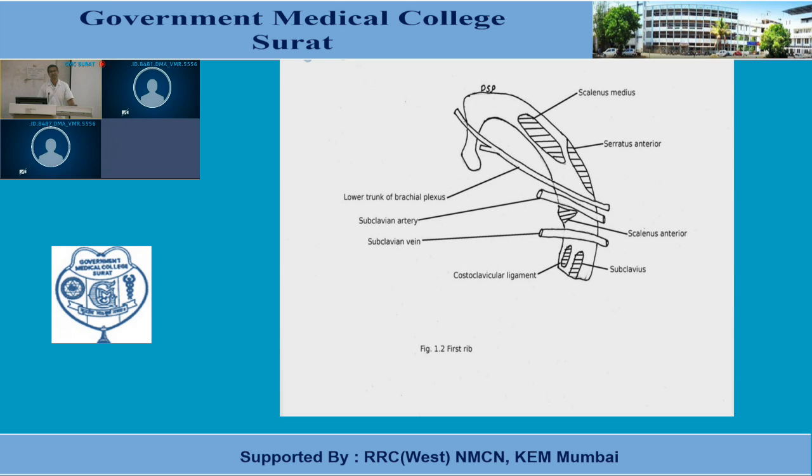What is the difference between a typical rib and an atypical rib? Mainly the atypical first rib is flat. It shows upper surface and lower surface, but a typical rib shows outer surface and inner surface. In the first rib there are outer margin and inner margin, but in a typical rib there are upper margin and lower margin, or upper border and lower border. This is the first rib.